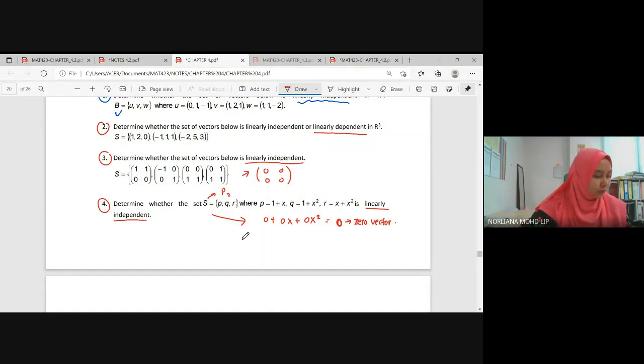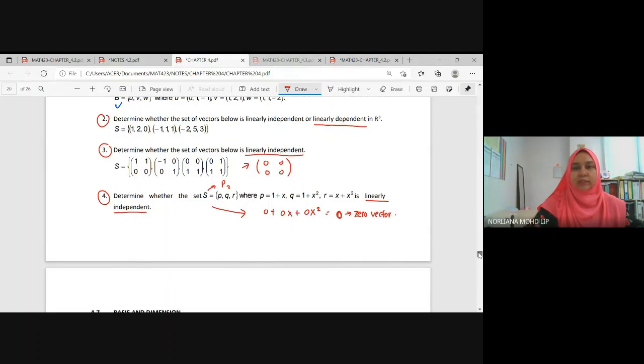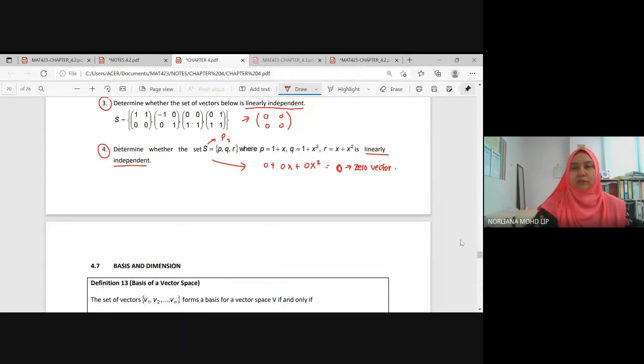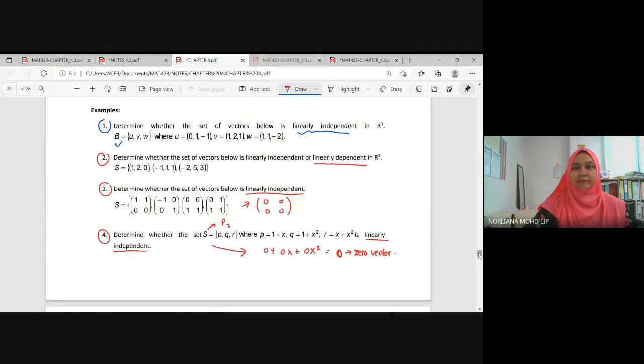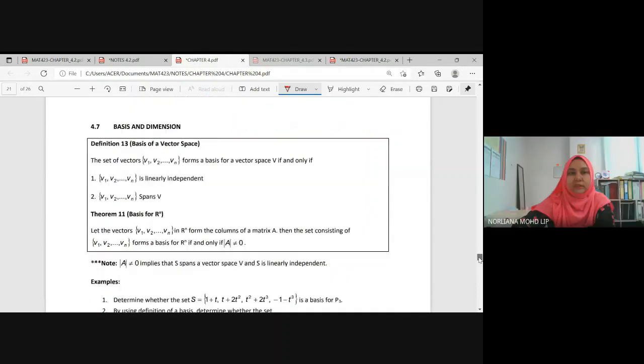Kebetulan yang ni semua boleh gunakan determinant. 3, 4 ni boleh gunakan, dapat square matrix lah, coefficient dia. Jadi boleh gunakan determinant lah semua. Nanti ada soalan yang lain yang tak boleh. Kita tengok tutorial lah nanti. Okay, ada soalan tak yang ni? Tak ada. Boleh faham kan ni? Linear independent. Boleh madam. Boleh.